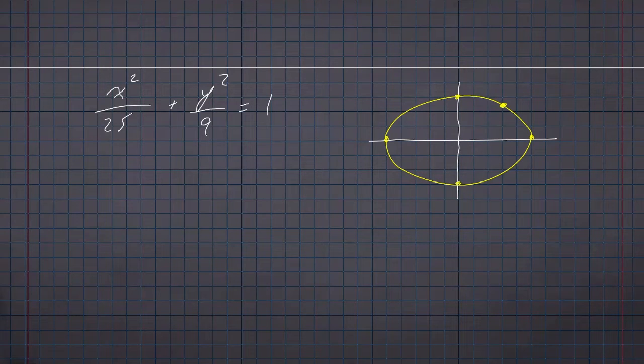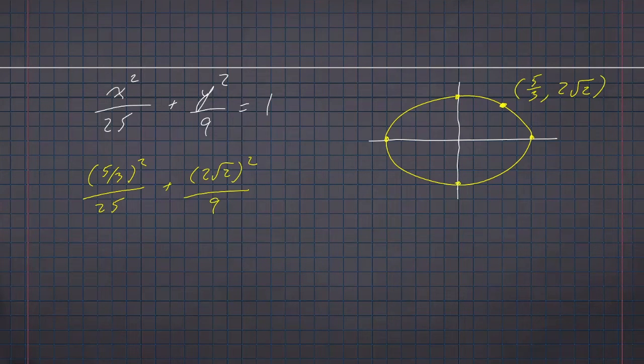Let's say, for the sake of argument, that this point is (5/3, 2√2). Before we actually calculate the slope to find the equation of a tangent line, we should verify that (5/3, 2√2) is in fact a point on the ellipse, that this point satisfies the equation. So we substitute in and we have (5/3) squared over 25 plus (2√2) squared over 9.